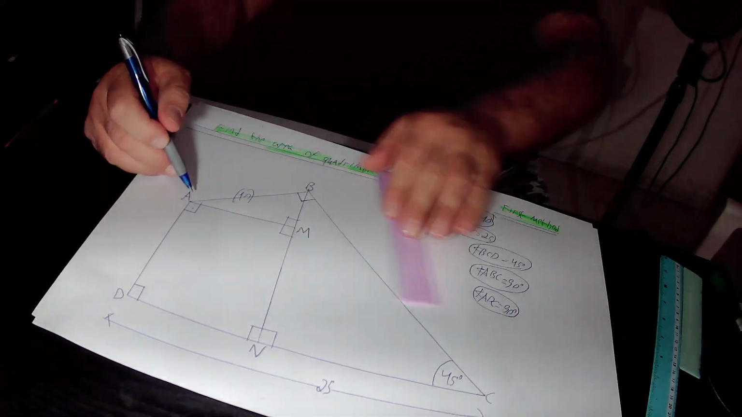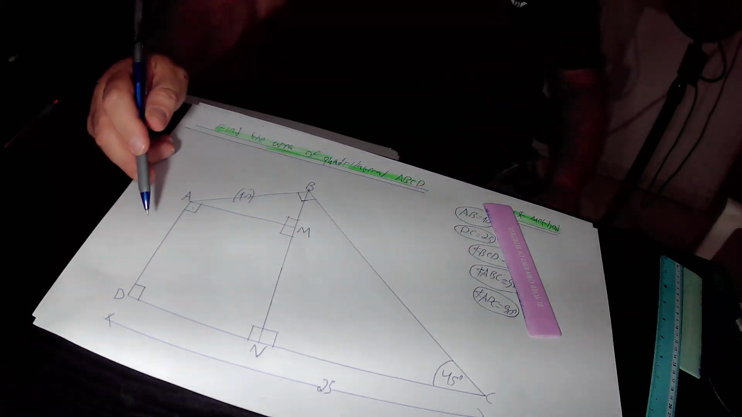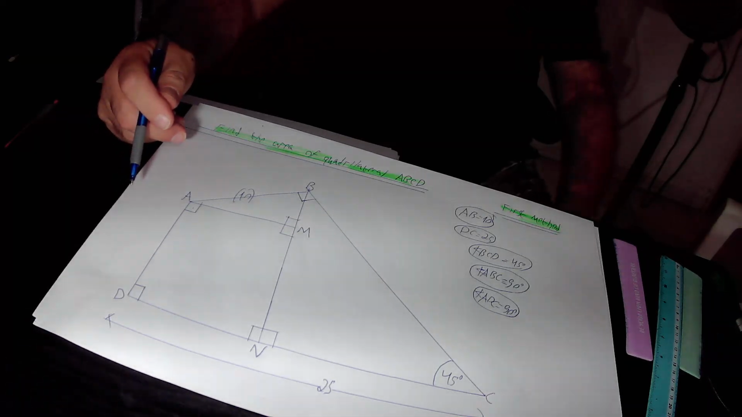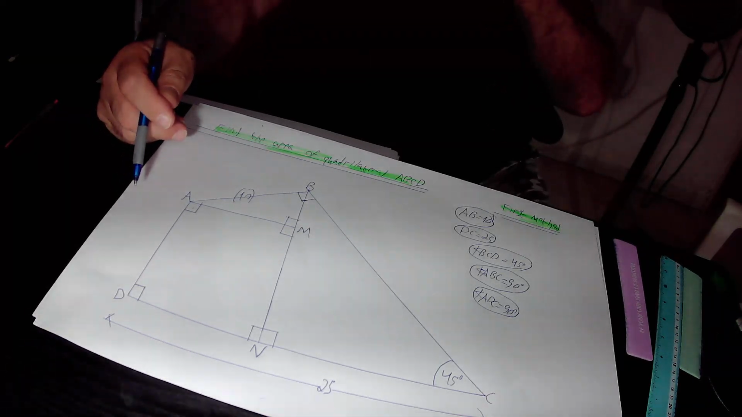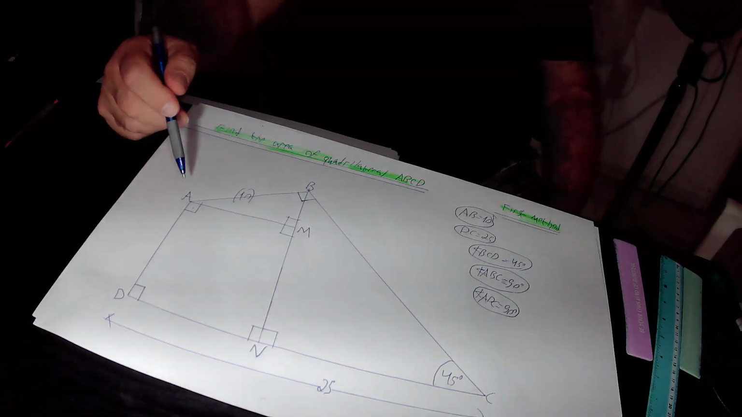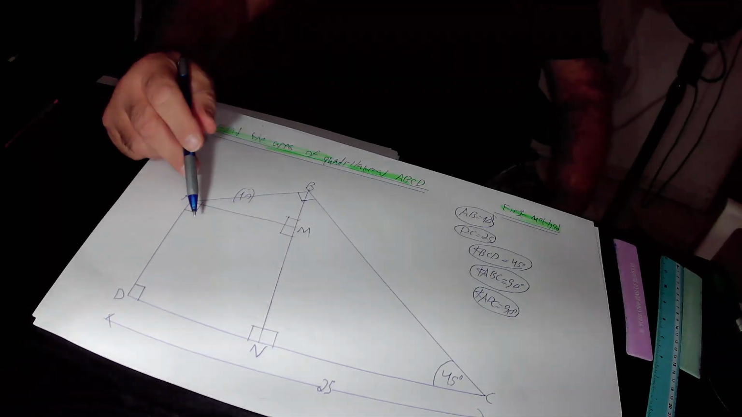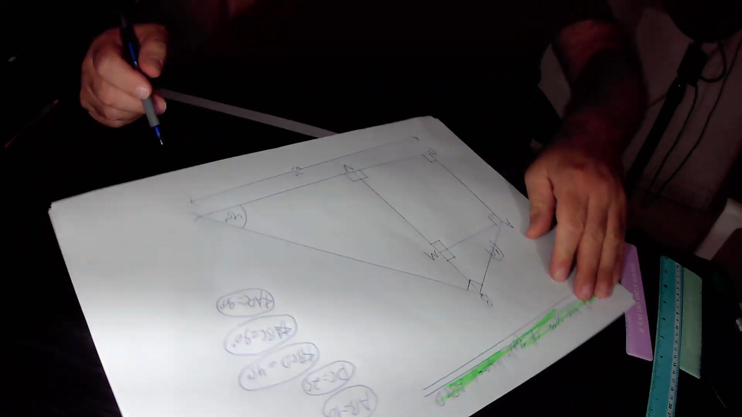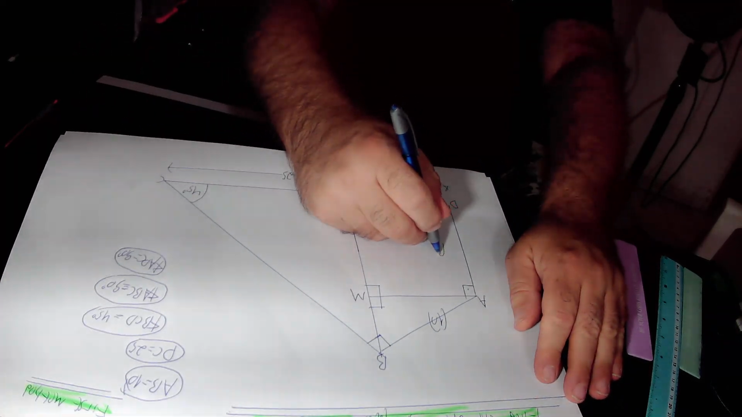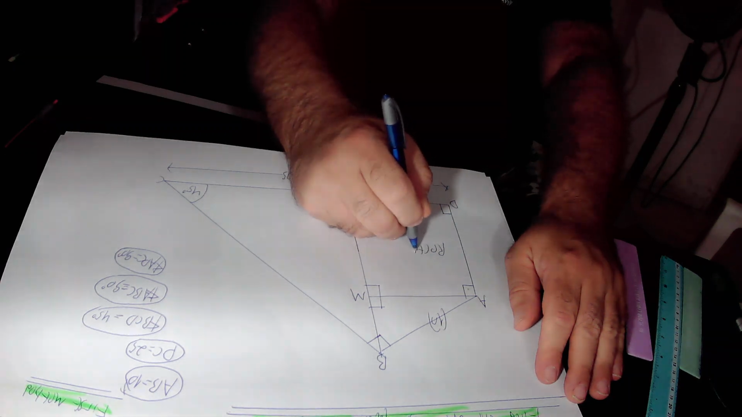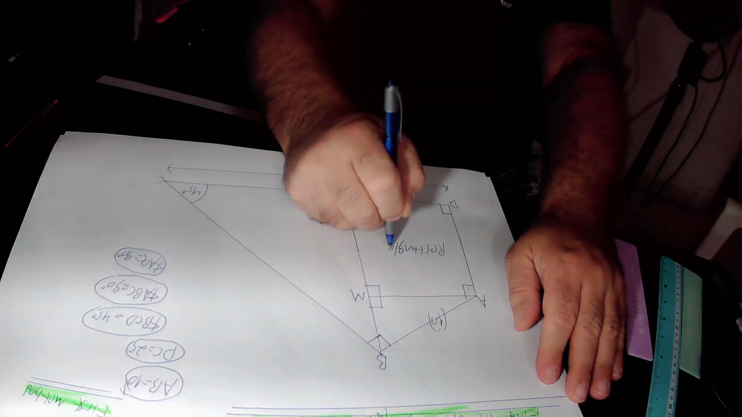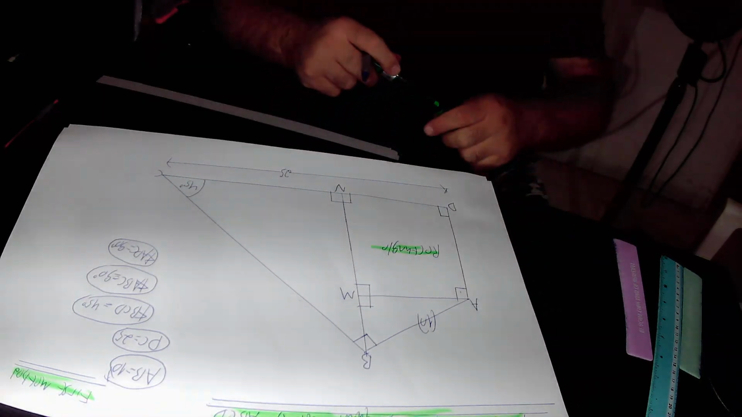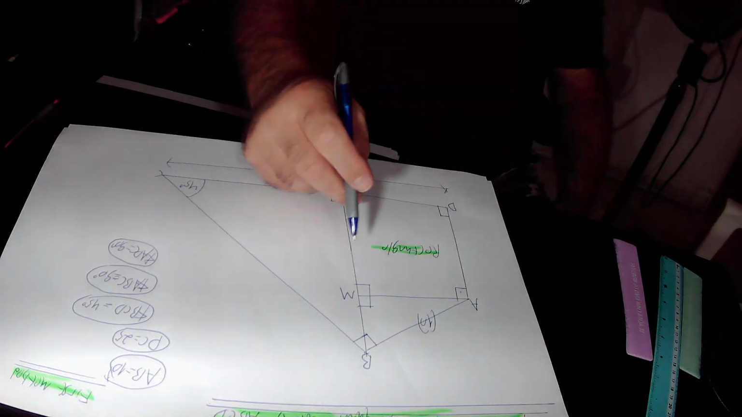So inside quadrilateral AMND we have 4 right angles, and according to the rule, any quadrilateral that has 4 right angles must be a rectangle. So quadrilateral AMND is a rectangle because it has 4 right angles. We define the length of side AM as a.